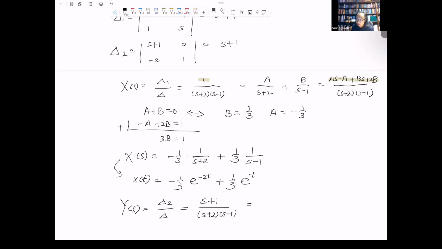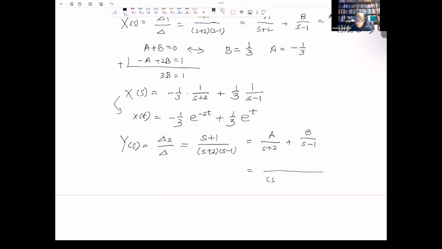minus 1). Again, we need to do the partial fraction: A over (s plus 2) plus B over (s minus 1). That equals, with (s plus 2)(s minus 1) as a common denominator, the numerator As minus A plus Bs plus 2B. This equals this. This time, A plus B, the s term, equals 1. Negative A plus 2B equals 1.